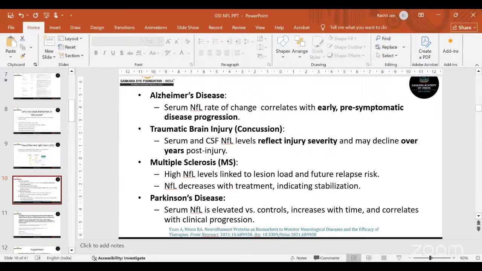NFL decreases with treatment, indicating stabilization of the condition. In Parkinson's disease, serum NFL levels are elevated, and it increases with time and correlates with clinical progression. So, moving on to the article.